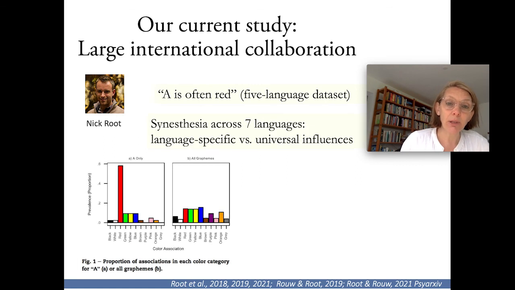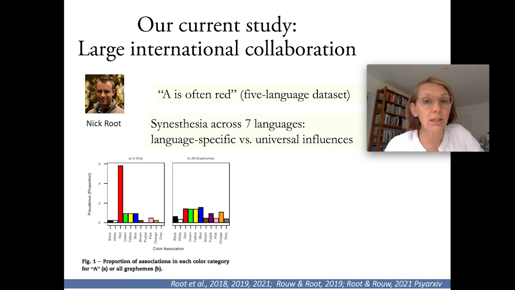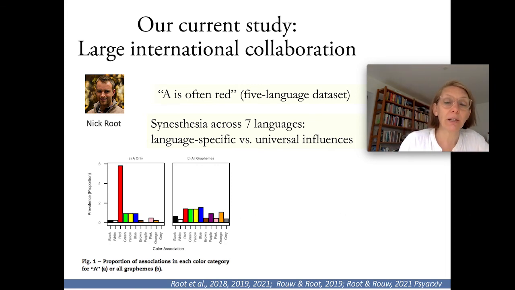And the same is happening, not only do we find something interesting on synesthesia research, but we can also find interesting effects on languages, language-specific effects or universal effects, because we can compare the different synesthetic colors across languages.